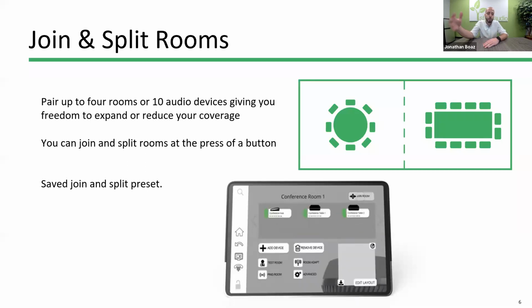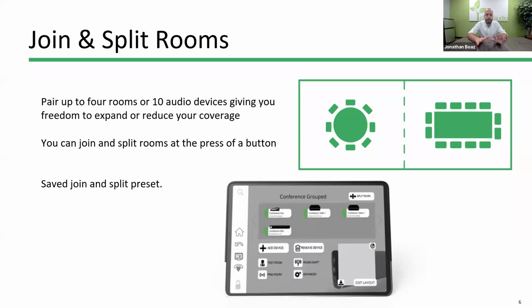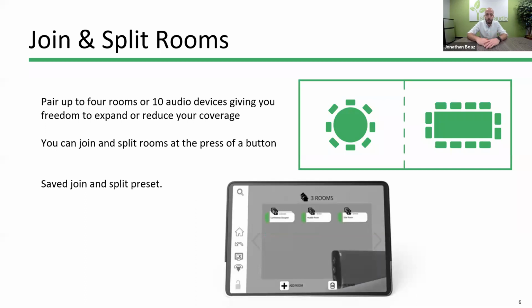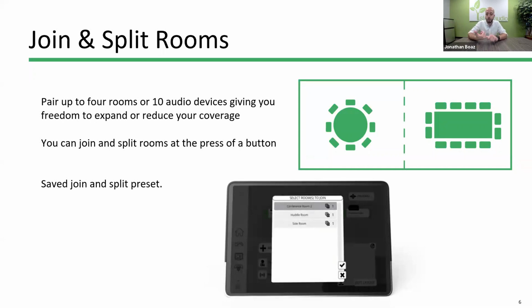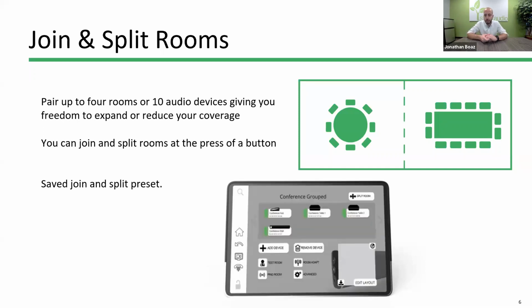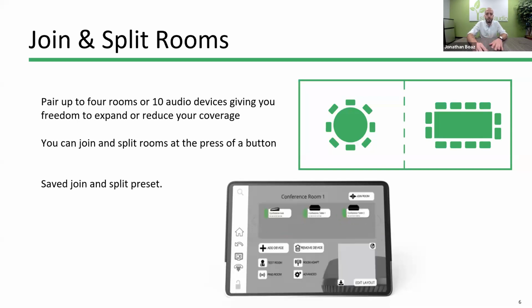So with join and split rooms, we made it as easy as it possibly can be. There's no programming needed. It's a simple preset that you can easily set up by pairing rooms. A little bit about some of the limitations around it. You can have up to 4 rooms that you can pair together, which is going to cover, I would estimate, 99% of the use cases that are out there, or up to 10 devices. So based on the amount of devices that you have in the rooms, that's a better way to look at it. You can know how many rooms you can pair together.